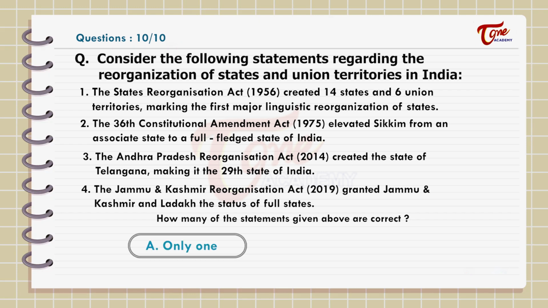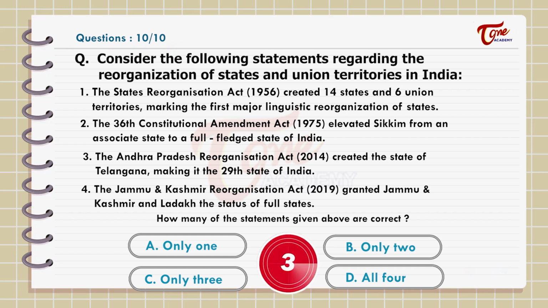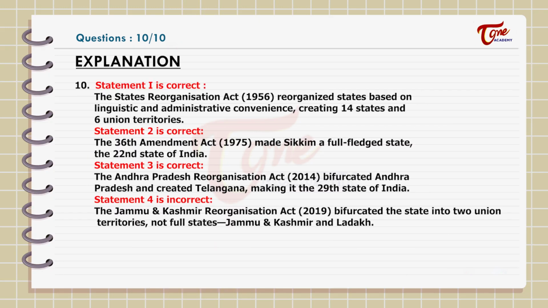Options: A. Only 1. B. Only 2. C. Only 3. D. All 4. The correct answer is option 3. Statement 1 is correct. The State Reorganization Act 1956 reorganized states based on linguistic and administrative convenience, creating 14 states and 6 union territories. Statement 2 is correct.